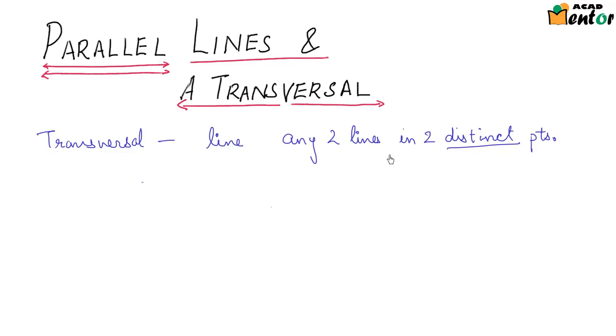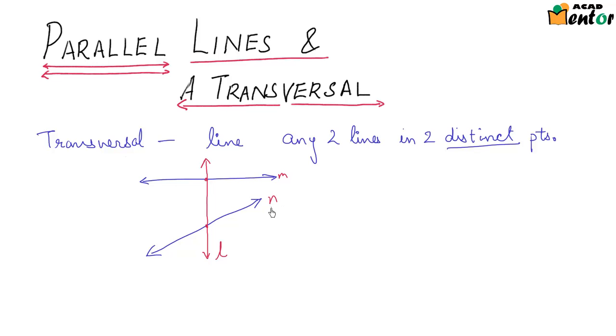Now the important thing to remember is the transversal should cut the two lines in distinct points. So for example, this was one line, this was another line. See, they are not parallel to each other, and there was a third line which intersected this line right here and this line here. So this was a line something like this. So this red line, let's call it line L, would be the transversal to these two lines M and N. So that is what a transversal is.